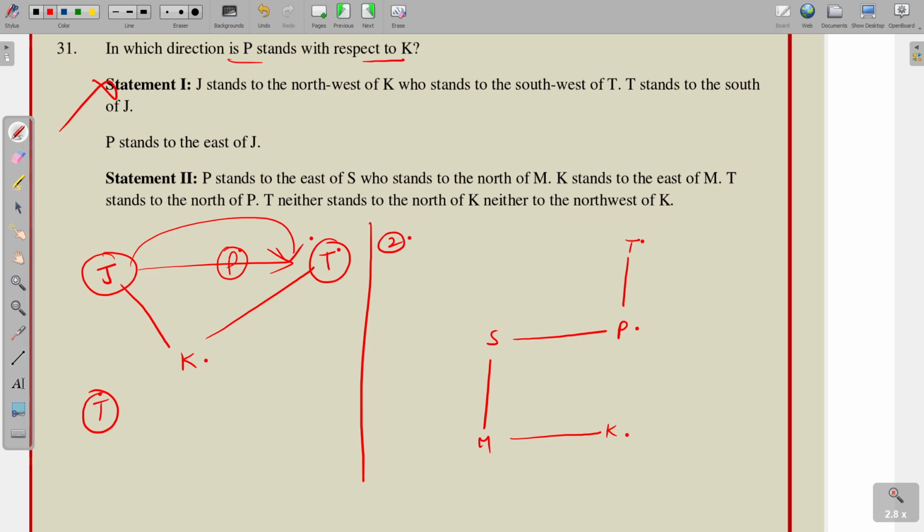So for northwest, maybe K can be here. Suppose we place K exactly here, T would be to the north of K. Suppose we place K a little beyond this point, T would be to the northwest of K. So this line is this one. So what is the question? Which direction is P with respect to K? So P here and K here, definitely P is the northeast of K. So the second one is the answer.